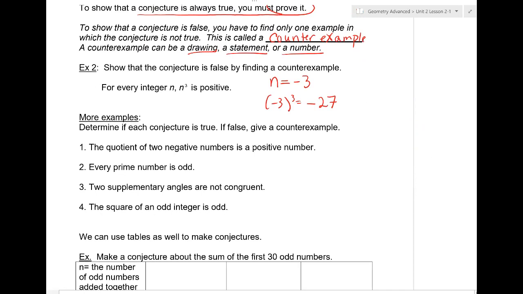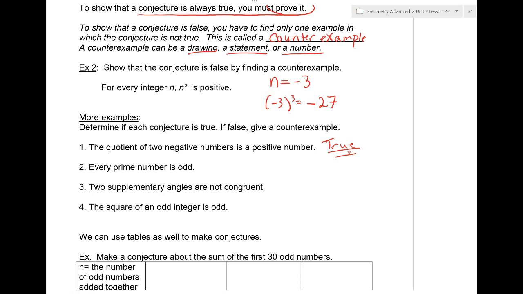Determine if each conjecture is true. If false, give a counterexample. So if it's true, you just got to tell me it's what? True. If it's false, you got to show me why it is. Okay? So this first one, the quotient of two negative numbers is a positive number. What does quotient mean? Division, right, division. So basically, if I have one negative number divided by another negative number, is it positive? True. If you come up with a counterexample for that, you disproved something that's been going on for hundreds of years in math. So no, it's not going to happen. It's going to be a true statement.